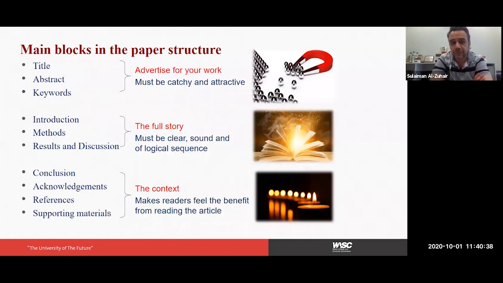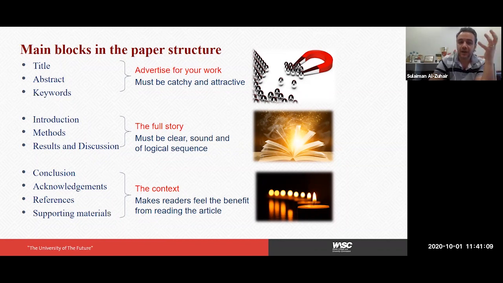The main blocks of a paper consist of title, abstract, and keywords, and those are the advertisements for your work, and they must be catchy and attractive. Then there will be the introduction, the methods, and results and discussion, and this is the full story of your work. They must be clear, sound, with logical sequence. And there is the context, which is the conclusion, acknowledgement, references, and supporting material. This makes the readers feel the benefit from reading the article.